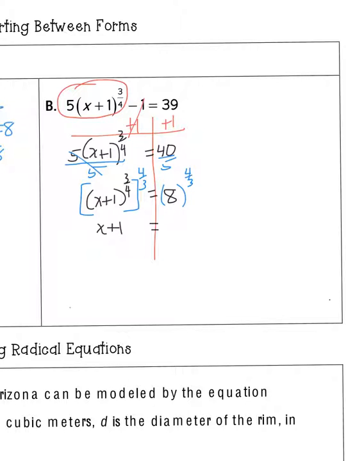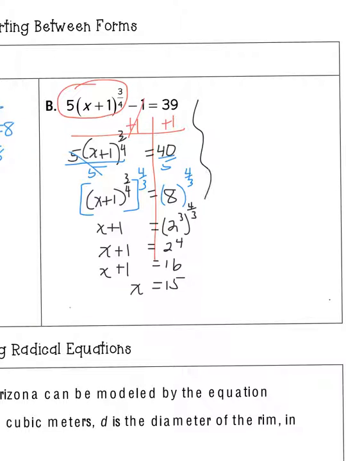It is equal to, and then I'm going to change the 8 into its power form. So 8 is 2 to the 3rd, and then all of that is raised to the 4/3. So the 3's are going to cancel, and I'm going to end up with 2 to the 4th, because of power to power. So I have x plus 1 is equal to 2 to the 4th. 2 to the 4th is 16. And then I'm going to subtract 1 from both sides, and I get 15. So then I need to check.